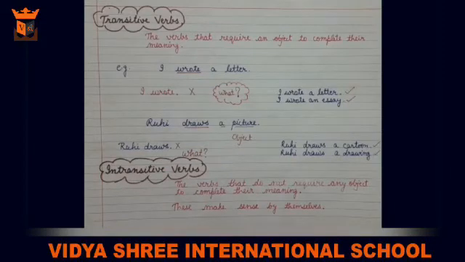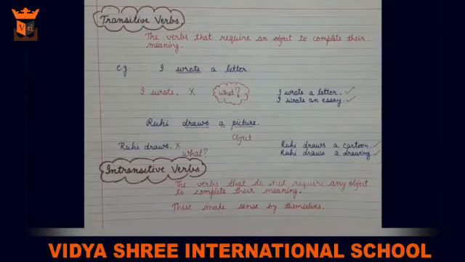Or we can change the object. I wrote an essay. I wrote my question answers. But I need to answer the question of what I wrote is wrong, and I wrote a letter is right. Here, wrote is a transitive verb because it requires an object to complete its meaning. Clear? Let's take one more example.